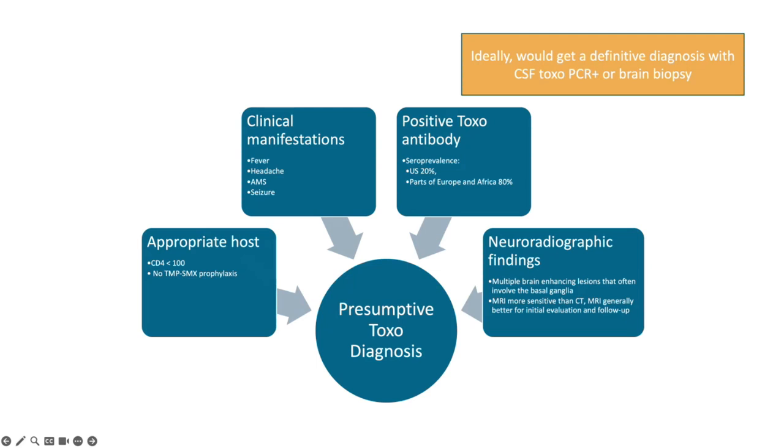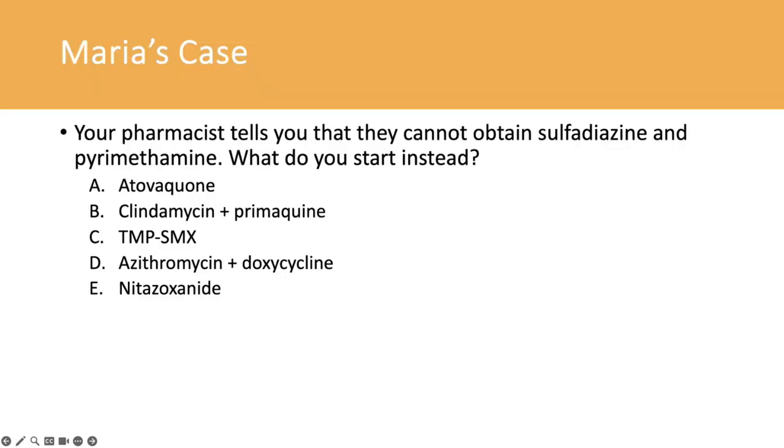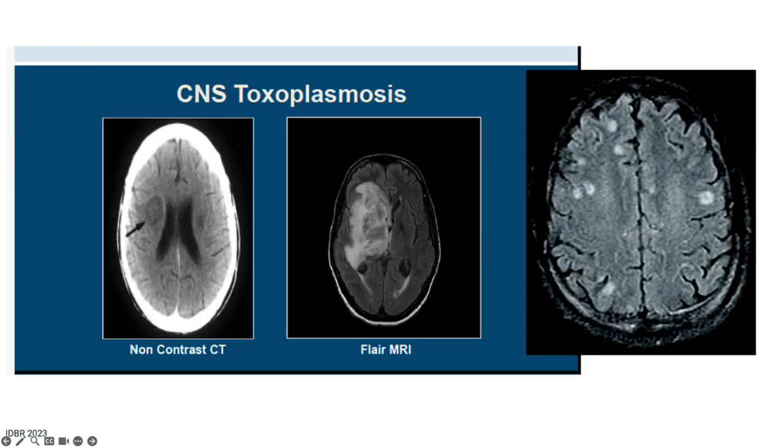So brain enhancing lesions, and often involving the basal ganglia, but you can have one big one, you can have more small ones. These are from a board review course, different images of CNS toxo. The MRI tends to look more impressive than the CT, but it's there on the CT. The other imaging has multiple lesions, so it can have different appearances. So there's no way to distinguish CNS lymphoma from toxo based on imaging. Right. And we'll get to that in a couple of slides.